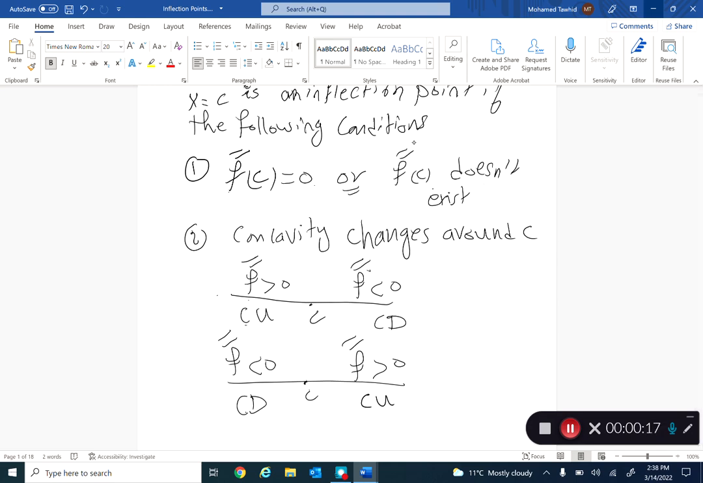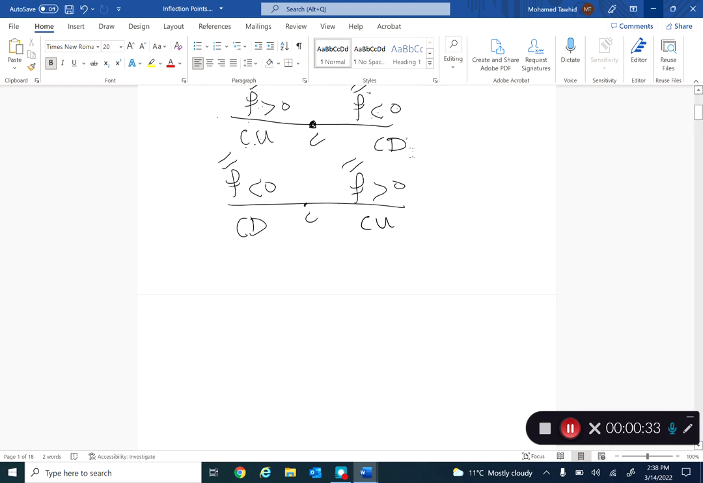That's our second derivative. And the concavity change means, here's your c, before c concave up and after c concave down. Second derivative greater than 0 means concave up. If the second derivative is less than 0, then concave down. If I look before c and the second derivative is negative, then it's concave down, and after it is concave up. So what happened here? The sign of your second derivative changed.